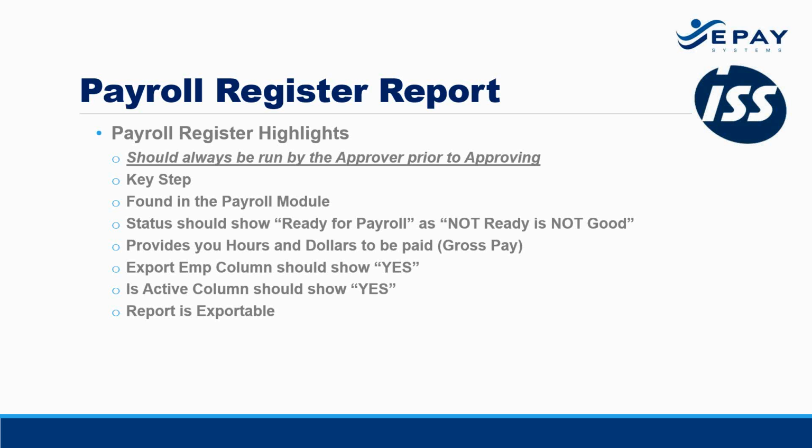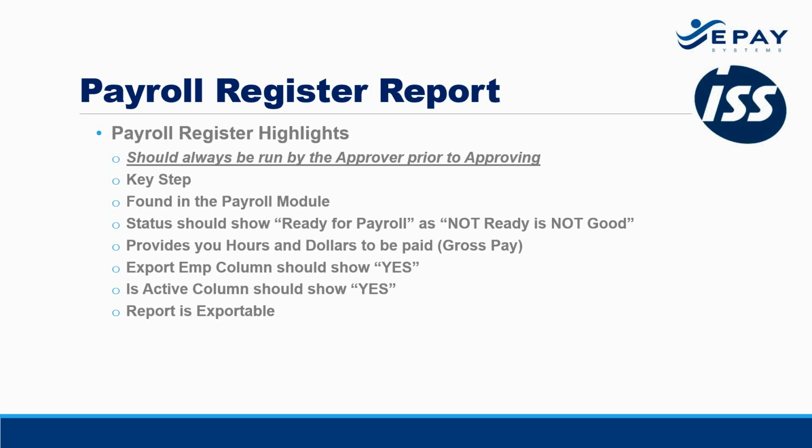It also gives you 2 columns. Lets you know if that employee is exportable, meaning that time is going to go over. A good example of that is salaried employees are not exportable by default. Regular employees are. And it also lets you know if they're active or not. If they are inactive and they show up on this report, just keep in mind that employee, when it goes over to Blueforce, is going to error out. It goes over to JD Edwards, it's going to error out because that employee is no longer active.